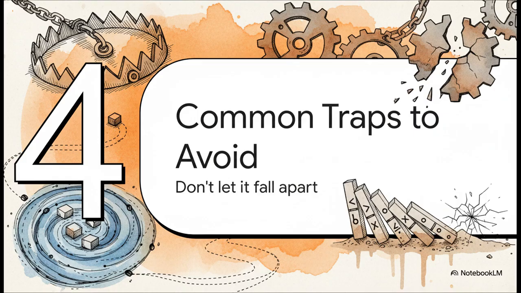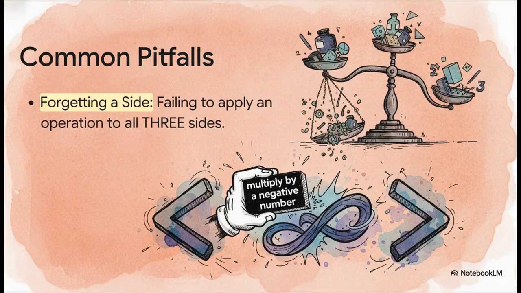So let's head to section 4, common traps to avoid. You don't want to do all the work just to have a simple error make your whole sandwich fall apart. Okay, these are the 2 biggest trip-ups I see all the time. First one, forgetting a side. It is so easy to focus on the middle and the right, and your brain just forgets about that left side. The second you do that, the whole thing's out of balance and the answer's going to be wrong.